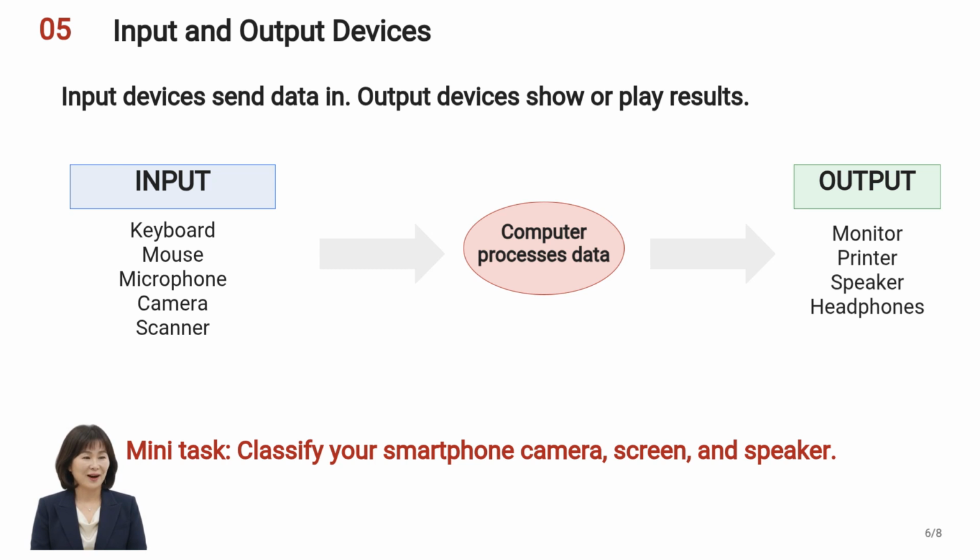Now, let us do a mini task. Think about a smartphone. Is the camera an input device or an output device? It is an input device because it sends image data into the phone. Is the screen input or output? Usually, it is output because it shows results, but a touch screen can also work as input. Is the speaker input or output? It is output because it plays sound.